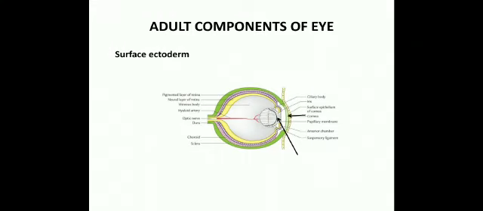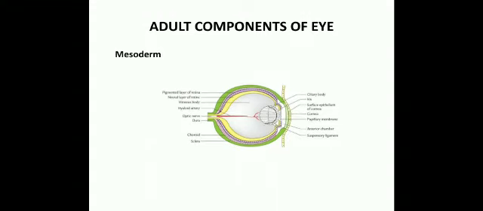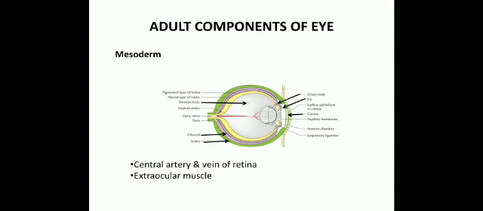lens and the anterior epithelium of the cornea, and the derivatives from the mesoderm include the sclera, substantia propria and the posterior epithelium of the cornea, choroid, ciliary body and stroma of the iris, the vitreous body, and along with that the central artery and vein of the retina and the extraocular muscles.